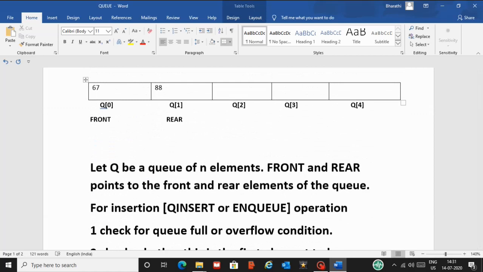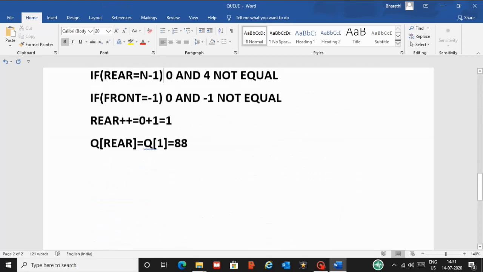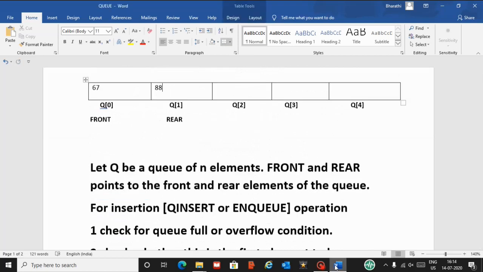So front is pointing to Q of 0th location and rare is pointing to Q of 1 location. 88 is pointing to Q of 1 location. Please have a look. Sorry, it's confusing. Okay, see, I have rare pointing to the location 1 which has 88 stored there.